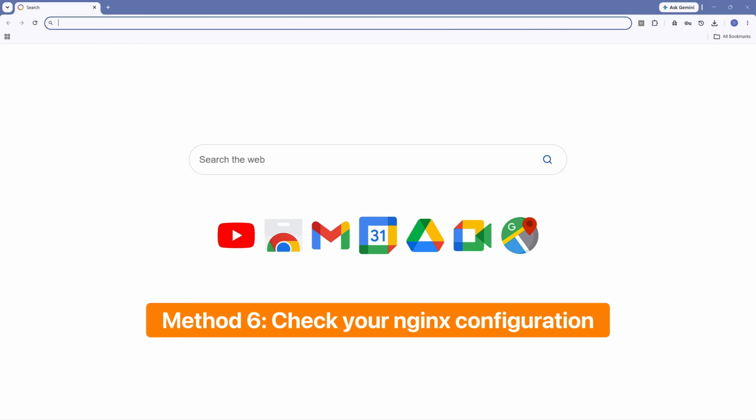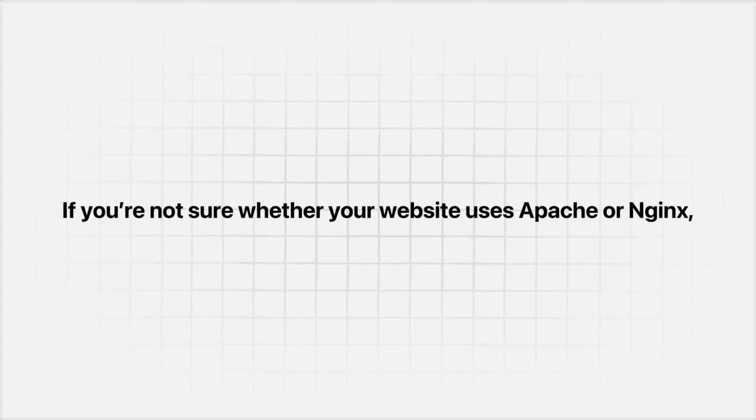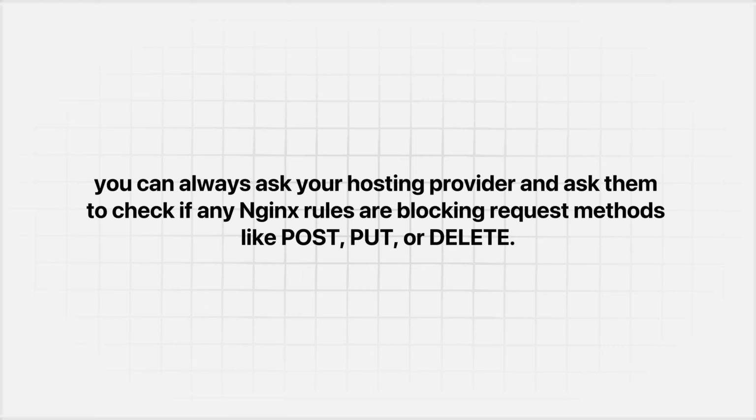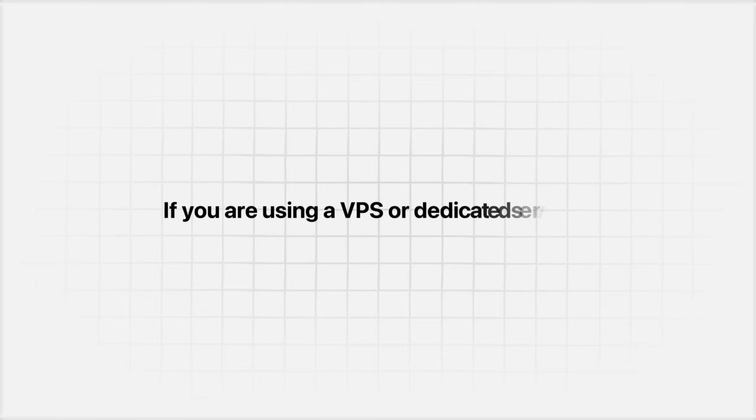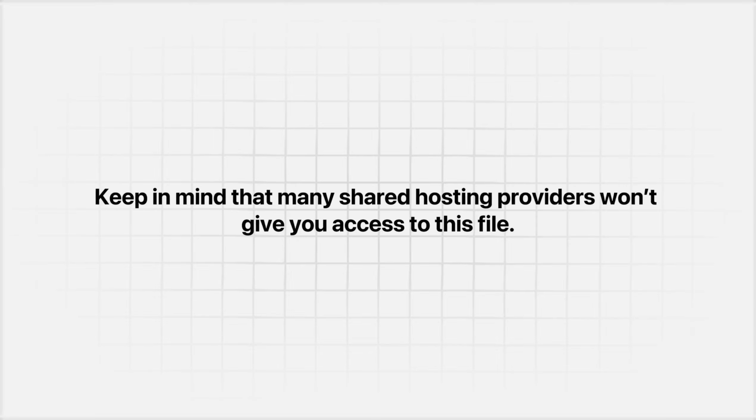Now, if your website uses Nginx instead of Apache, the issue may be inside your Nginx settings. If you're not sure whether your website uses Apache or Nginx, you can always ask your hosting provider to check if any Nginx rules are blocking request methods like POST, PUT, or DELETE. If you're using a VPS or dedicated server, connect to your server using SSH. Open your Nginx configuration file. This is usually called nginx.conf. Keep in mind that many shared hosting providers won't give you access to this file.